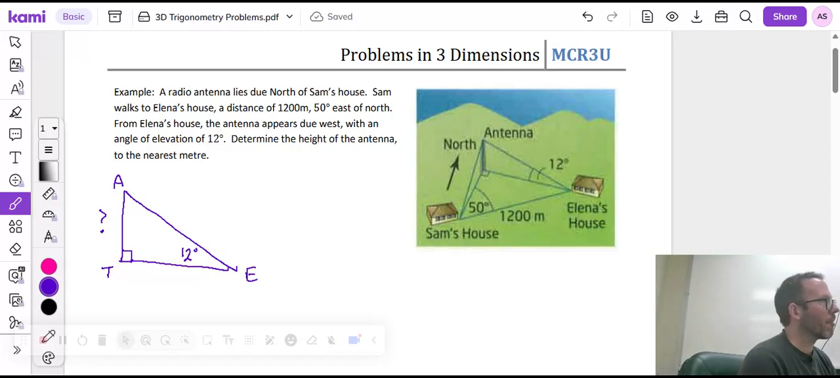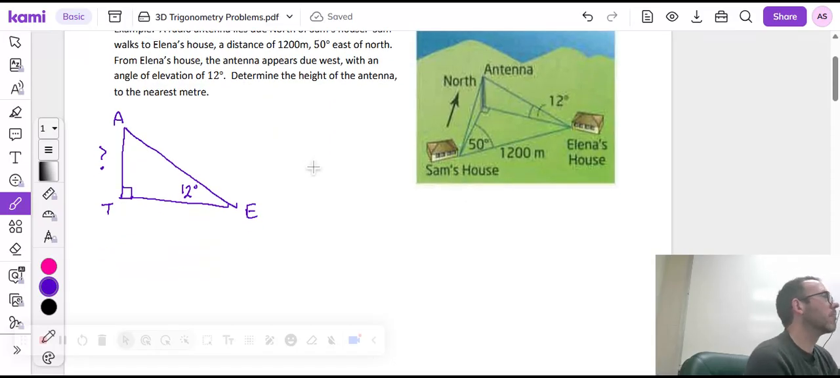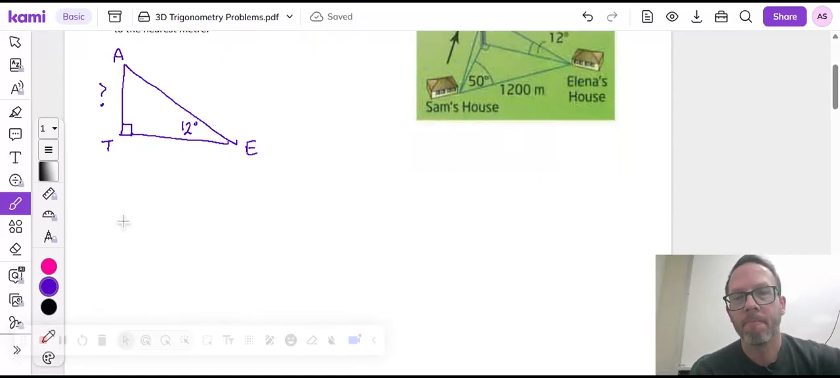So you guys have had some time to strategize. Where do we go from here? I can't find that antenna yet. Not enough information. You guys need more time to think about it? Colette, what do you think? I'd find the adjacent of B using the triangle made between the two houses. Yes, so I'm going to just redraw that bottom triangle.